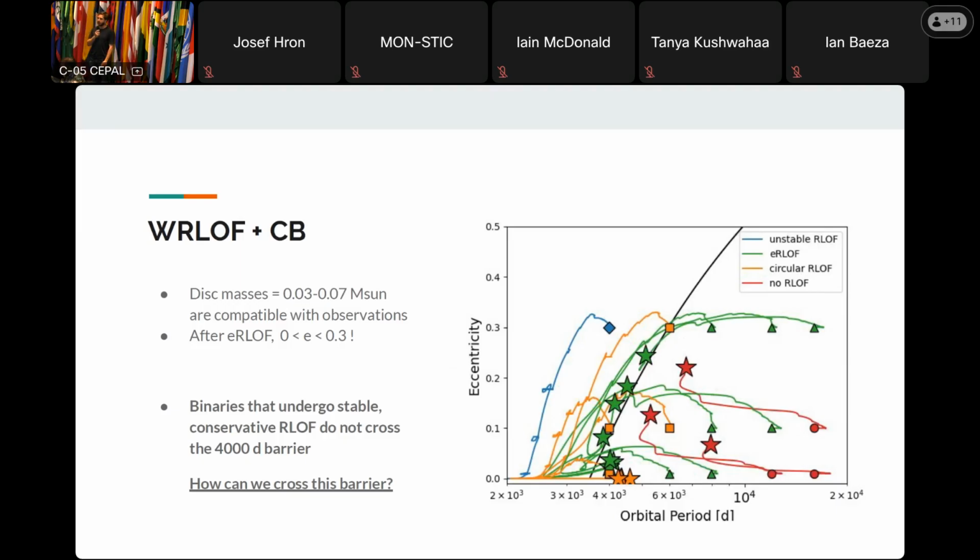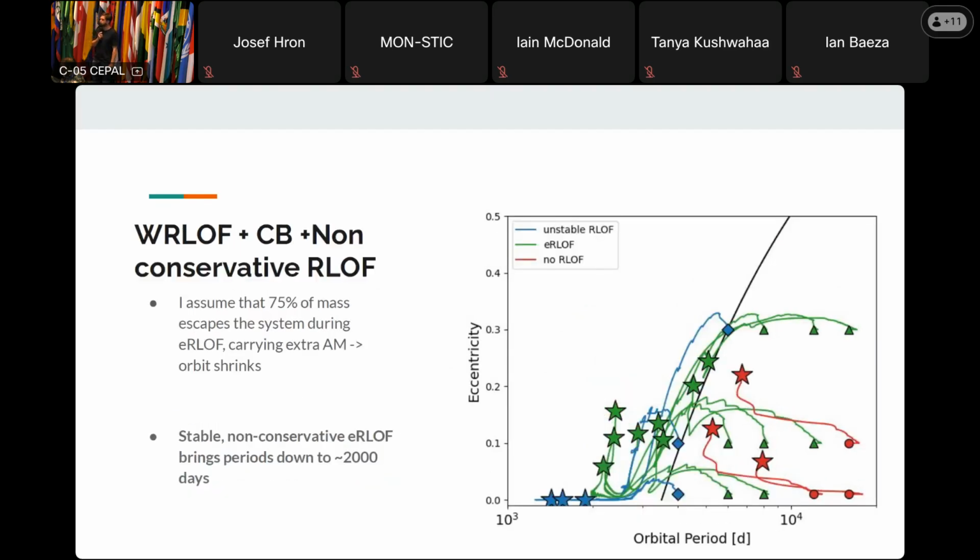So how can we go even below? We can relax the assumption of conservative Roche lobe overflow. So now I assume that 75% of the mass is not transferred to the companion, but escapes behind it, in a similar fashion as the wind Roche lobe overflow. So it will carry more angular momentum and the orbit will shrink. In that case, if we still consider the stable, non-conservative eccentric Roche lobe overflow, we can bring the periods down to 2,000 days and still have some eccentricity.